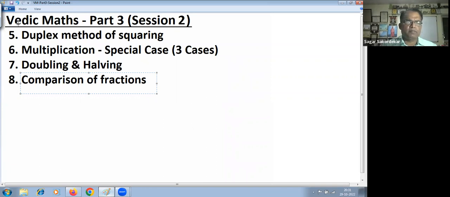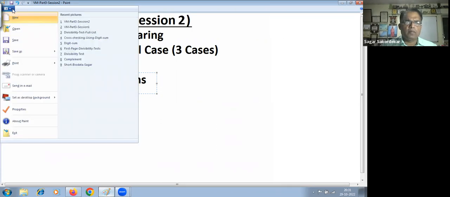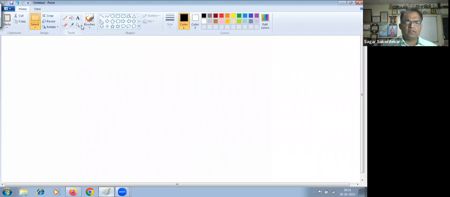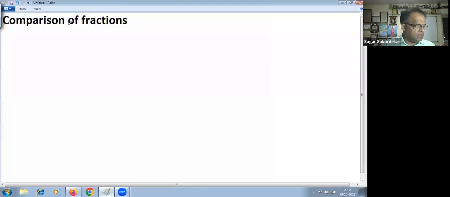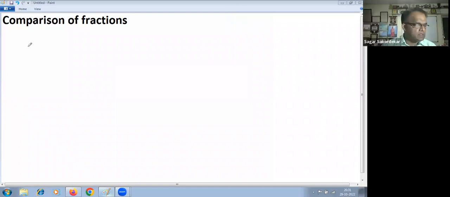Comparison of fractions. Okay, comparison of fractions, basically to find which is the greatest fraction or smallest fraction. So consider an easy example. Consider this example: 2/3 and 3/5. Take two fractions and you have to find which is greater. Or the same concept you can use for finding which is smaller.